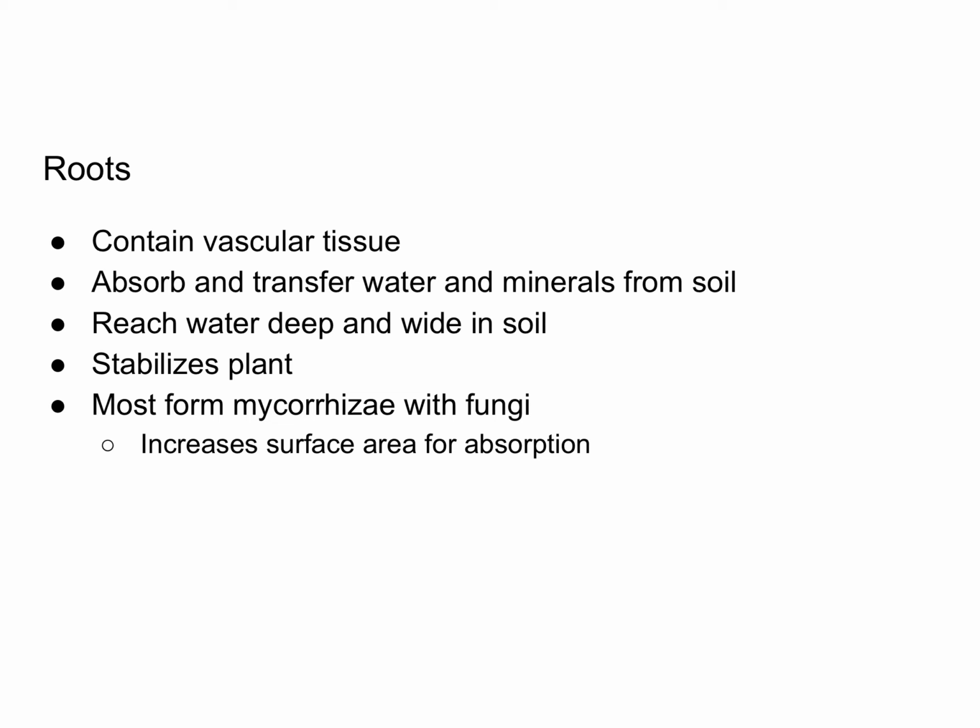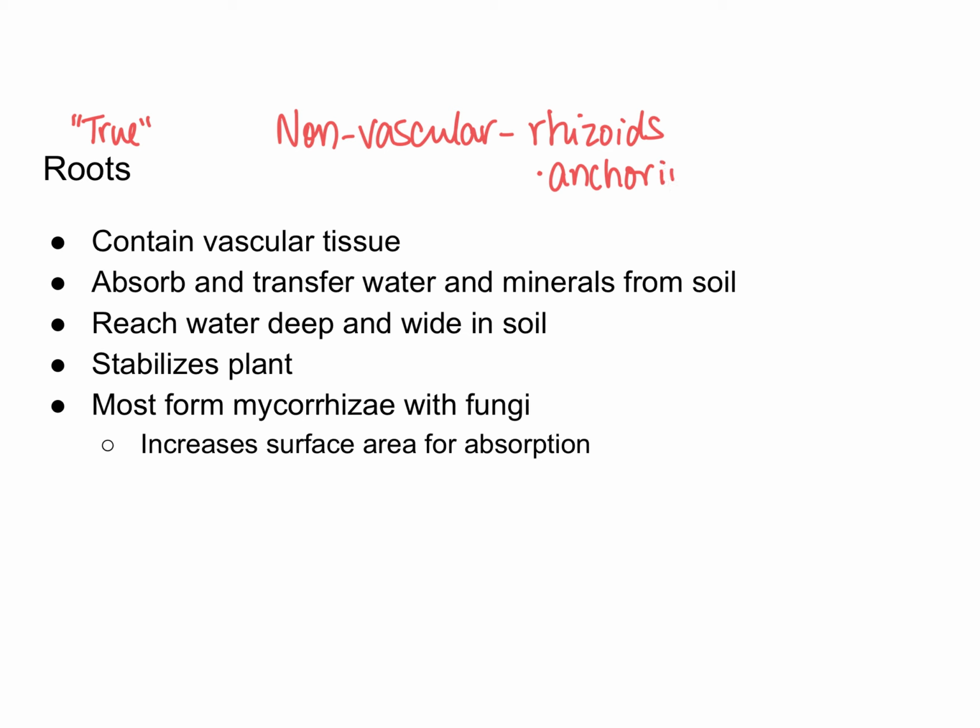Vascular plants have true roots. Remember that in non-vascular plants, they had these anchoring structures called rhizoids. But these rhizoids did not have vascular tissue. So they are technically not the same thing as roots. But in vascular plants, they have true roots because these anchoring kind of filaments have vascular tissue in them.